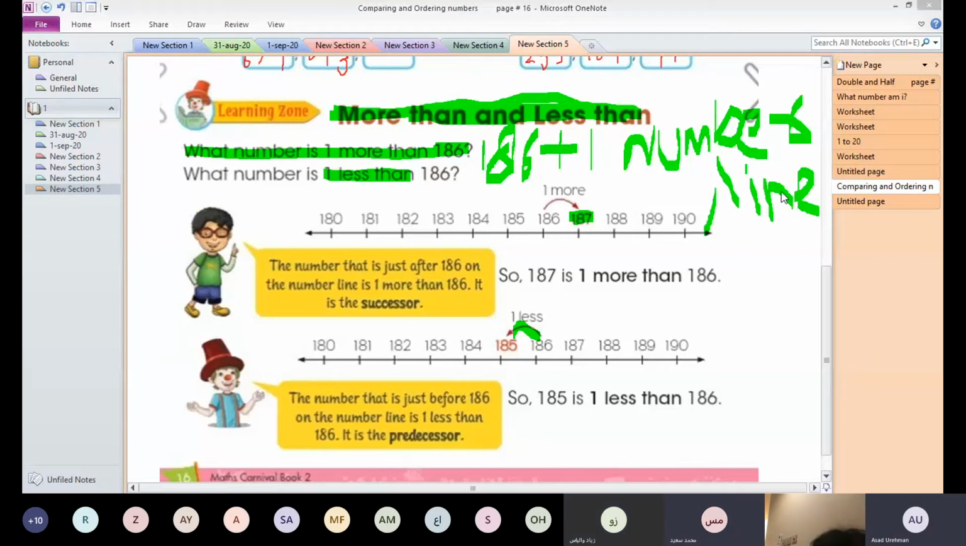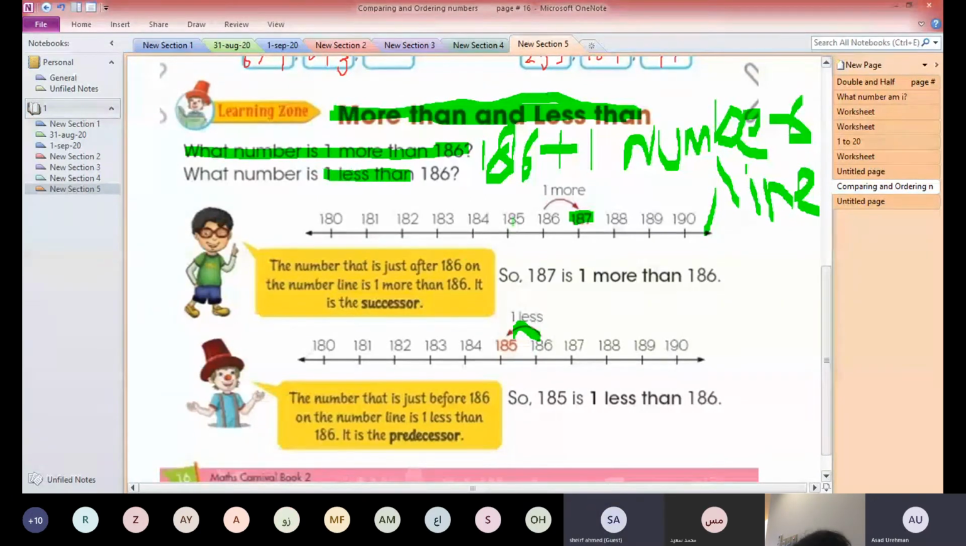187 and 186. Now I hope you know the concept of more than and less than. When you talk about more than, you will see more than 1, and when we talk about less than, we will see less than 1.